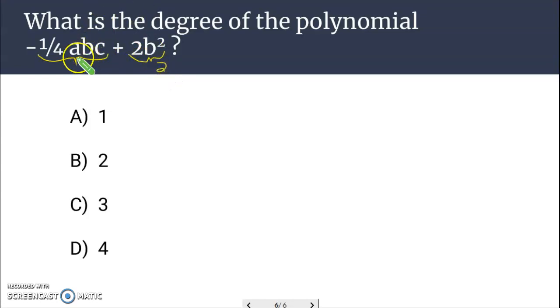Look at the first one, though. Look at each of the exponents on 3 different variables. We have an A, a B, and a C. A to the 1 power, B to the 1 power, C to the 1 power. When you have different variables, add up each of the individual exponents. Technically, it's like to the 3rd power because we have 3 quantities being multiplied. I just added up 1, 1, and 1 to get 3. This 3 here tells us that's the degree of our polynomial.